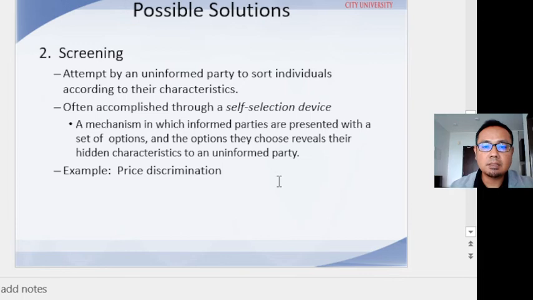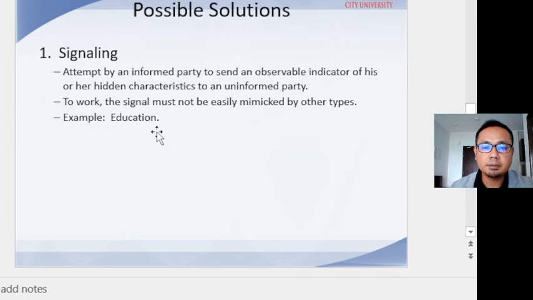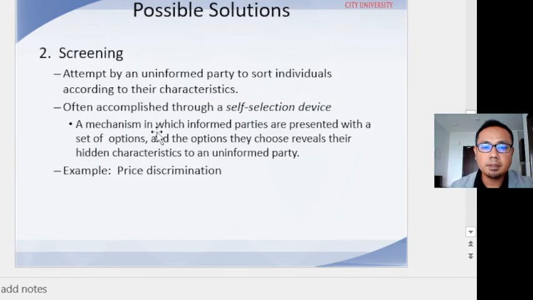And that's another solution you can see from here. Okay, that's an attempt of an uninformed party to sort individuals according to their characteristic. Often accomplished through a self-selection device, like a mechanism in which informed parties are presented with a set of options, and the option they choose reveals their hidden characteristic to an uninformed party.